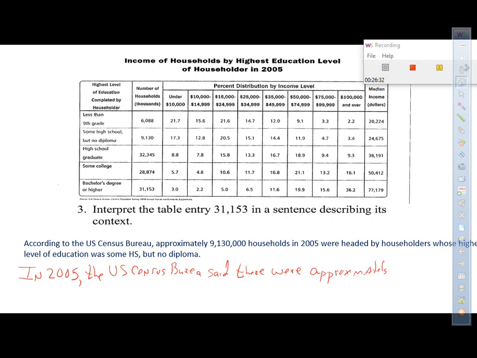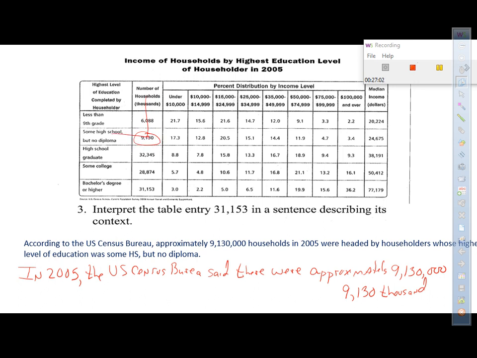And then you really have an option here. You can add the three zeros on, like I did in my example, or you could list it as 9,130,000. So you could flip the information around. We just got to answer the question. The 9,130 is the intersection of some high school but no diploma and the number of households. So I need to mention that.